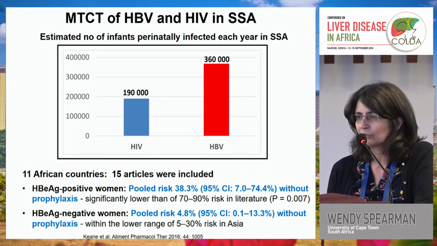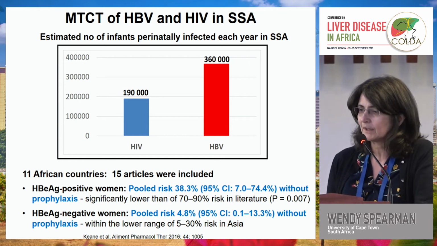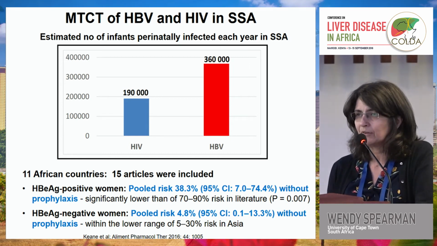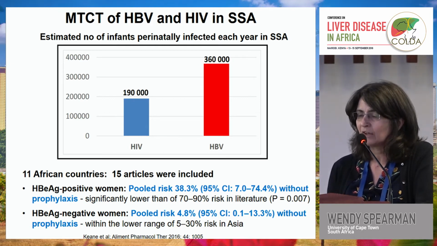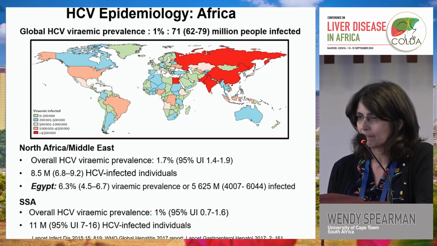In terms of mother-to-child transmission, we know in E antigen positive women, the pooled risk without prophylaxis is about 40%, although this is lower than the risk associated in Asia, and in E antigen negative women, the pooled risk without prophylaxis is about 4%. But this is still a significant problem. If we look at the estimated number of infants who are perinatally infected each year, this is twice that of HIV. HIV is routinely screened, but many countries are still not screening mothers for surface antigen.